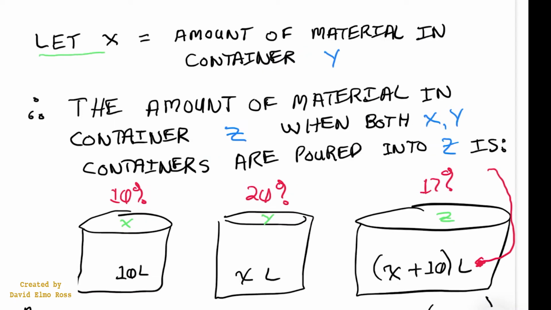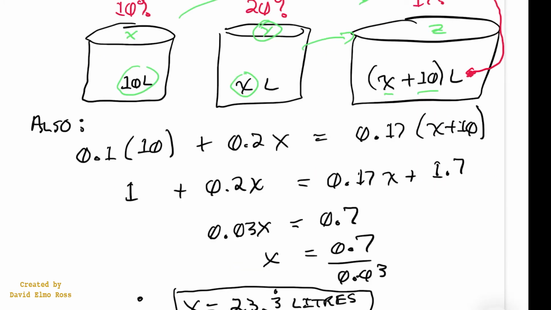For this problem, we're going to let X equal the amount of material that's in the Y container here. And the amount of material in container Z when we're finished is going to be this amount, which we pour in, plus this amount we pour in, which is going to be X plus 10, or 10 plus X, liters put into the Z container. What this means is 0.1, or 10% of 10 liters, is going to give us 1 liter. 0.2x times the number of liters is going to give us 0.2x liters. And over here we have 0.17 because we have 17% concentration here of X plus 10.